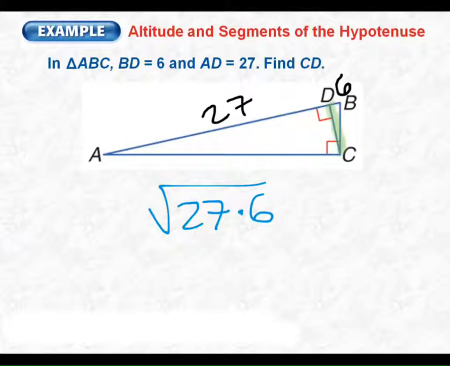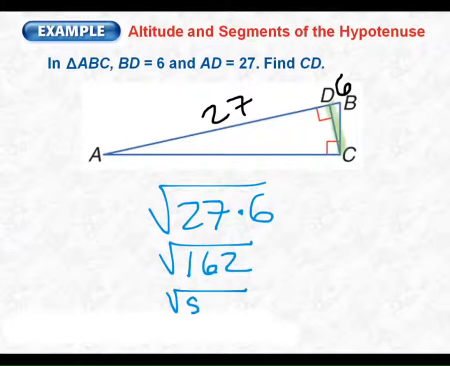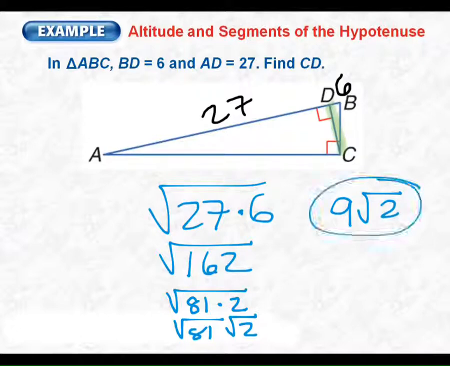So the geometric mean between those two numbers. When you do 27 times 6, it's 162. And 162 actually breaks down into 81 and 2, right? Which is the same thing as that. Even if you factor this in this case, you should get the same thing. The square root of 81 is 9, and I'm left with 2 there. So this piece, CD, is 9 times the square root of 2.